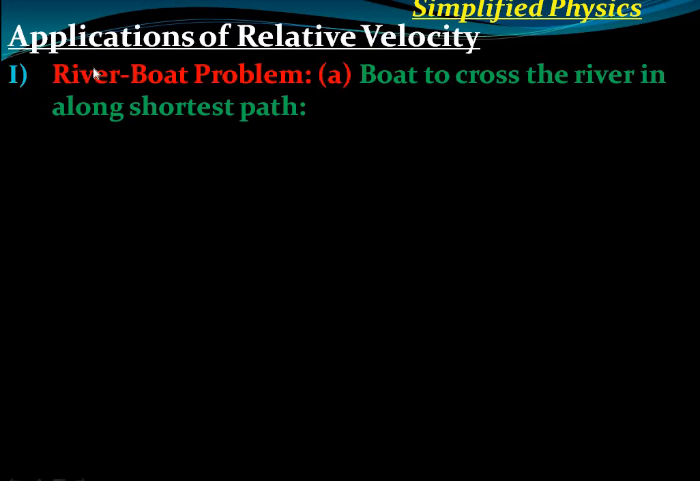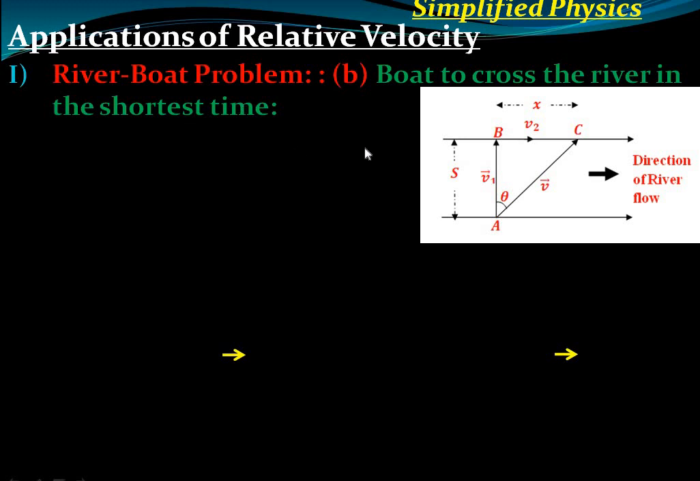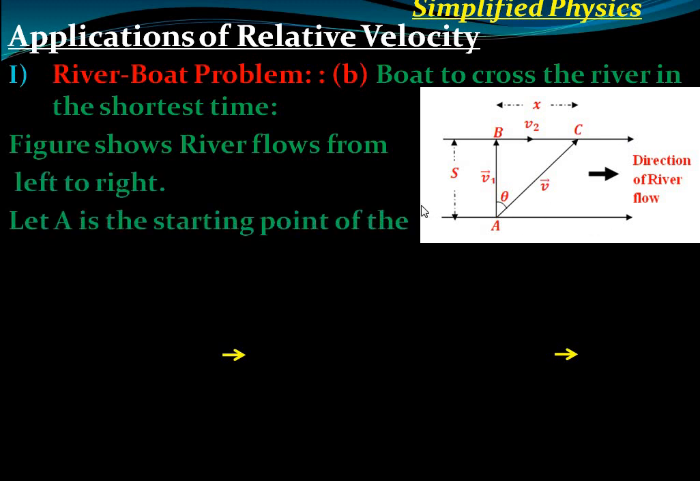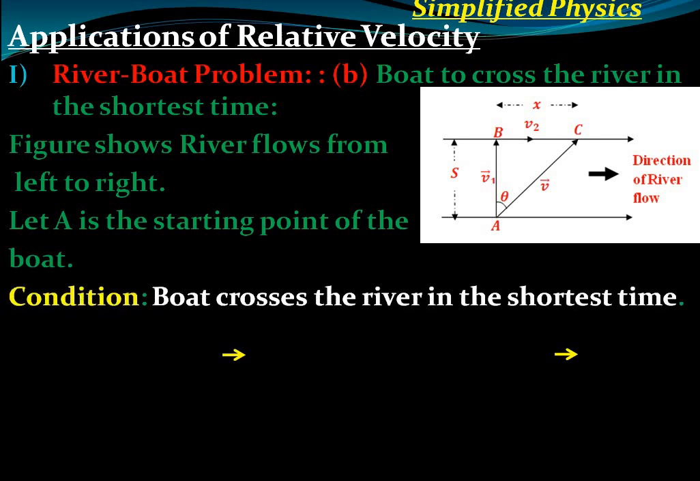As a first application, we have discussed the riverboat problem and the boat crossing the river along the shortest path. Now for the second part of the riverboat problem, the boat crosses the river in the shortest time. Let us suppose the river is flowing from the left to the right side as indicated by the arrow. Let A be the initial position of the boat. Now the problem is the boat crosses the river in the shortest time.